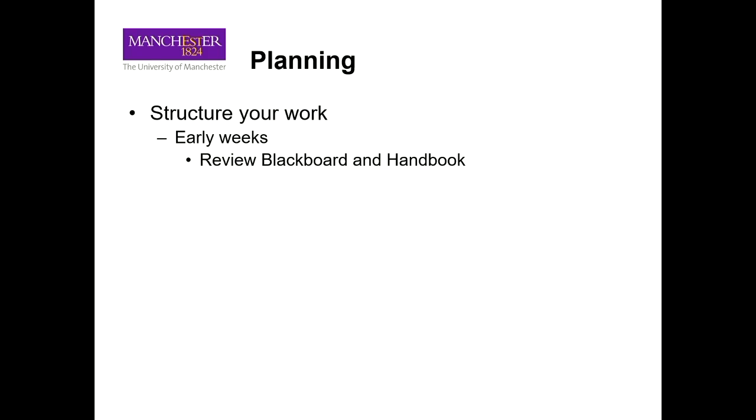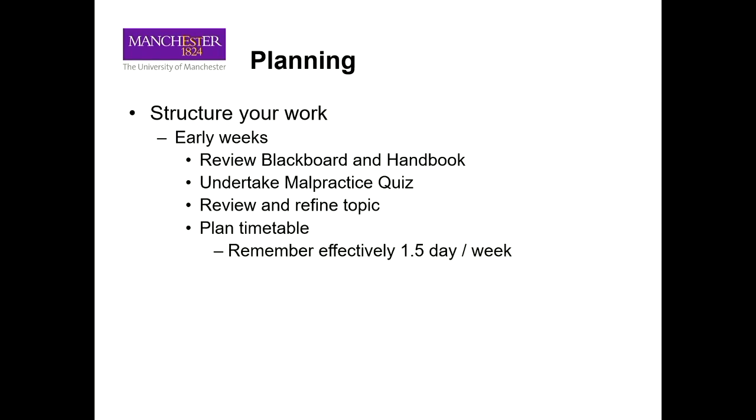So write a plan. Every week you should update your plan. Write a Gantt chart. We ask you to write a Gantt chart and to plan your work in week two, but we don't ask you to submit other plans, but you should do it anyway. Undertake all the early assignments, the malpractice quiz. Review and refine the topic. You need to search papers. And remember, the overall work is 300 hours for the whole two semesters, so you need to produce something that is consistent with 300 hours of work. If you don't plan your work, if you don't spend the time, it will show.